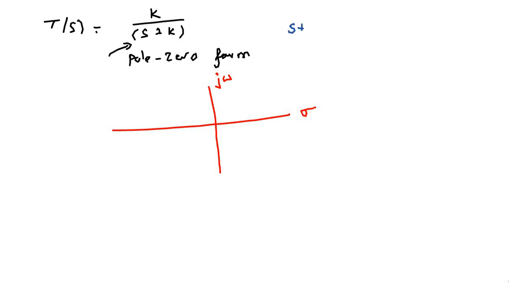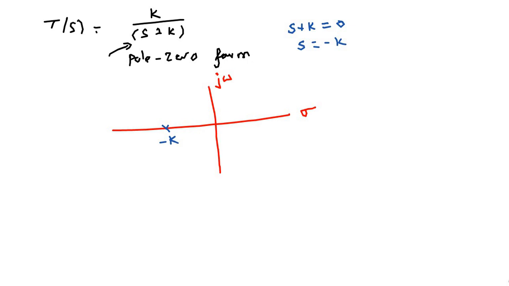So you have the denominator factor as S plus K, and equate it to 0. That is the characteristic equation. So S is equal to minus K. So at minus K you have a pole. Since the system has only one pole, this is called a first order system. Pole at minus K.